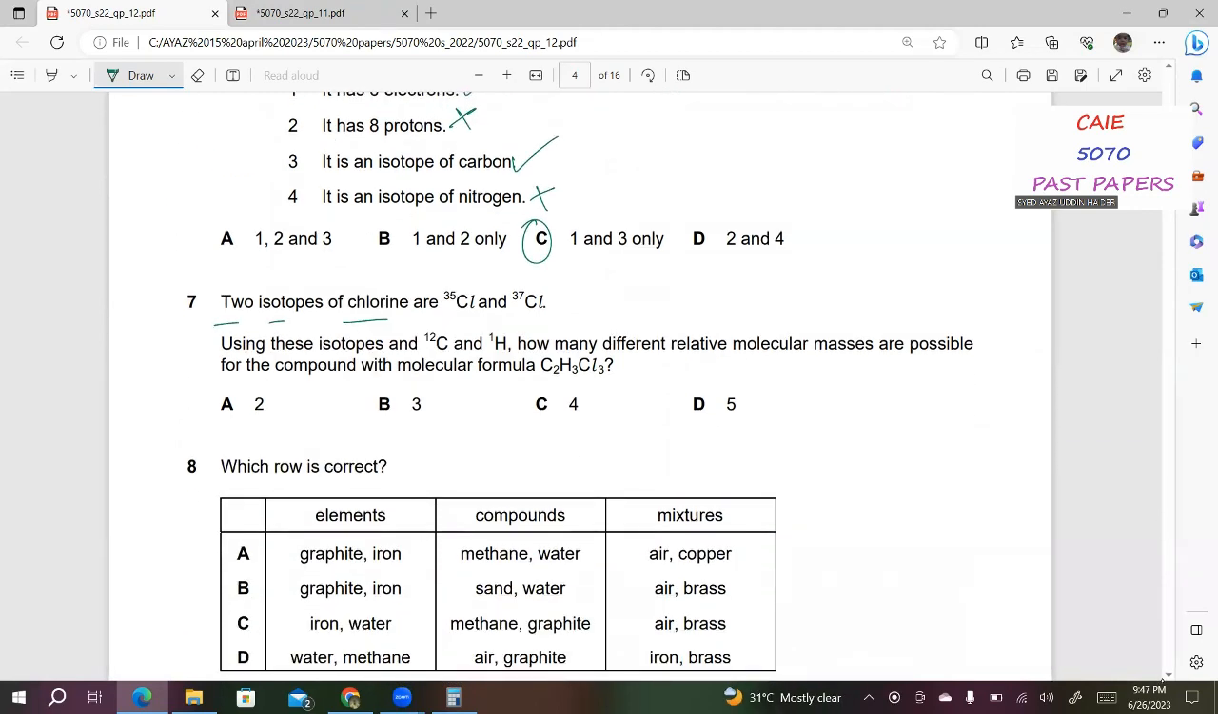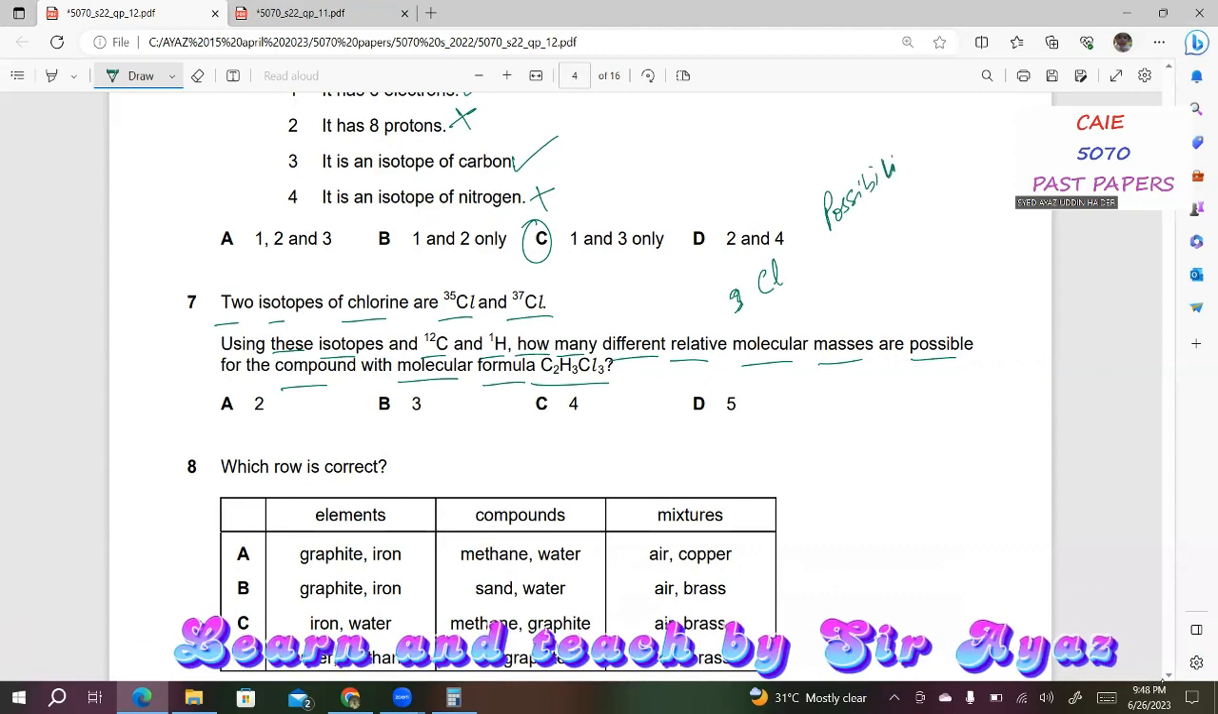7. 2 isotopes of chlorine are Cl35 and Cl37. Using these isotopes and C12 and H11, how many different relative molecular masses are possible for the compound with molecular formula C2H3Cl3? So we have Cl3. What are the possibilities? 3 Cls. Possibilities: all 3 will be Cl35. Possibility number 1.